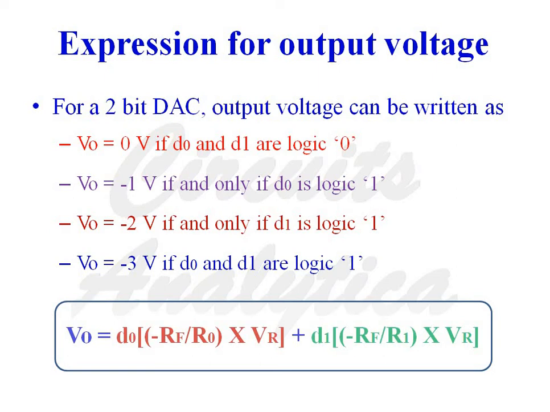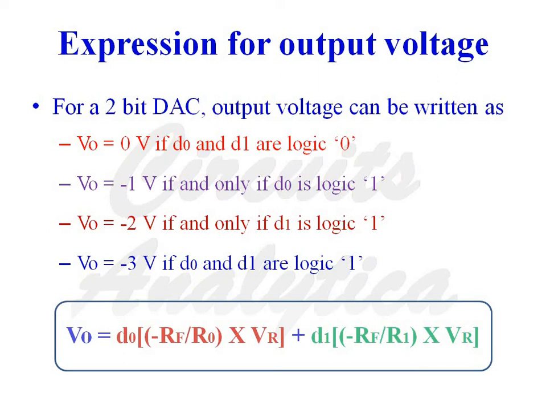Now let us consider the expression for output voltage V0. For a 2-bit digital to analog converter, output voltage can be written as V0 is equal to 0 volt if both inputs are logic 0. V0 is equal to minus 1 volt if and only if D0 is equal to logic 1. V0 is equal to minus 2 volt if and only if D1 is equal to logic 1. And V0 is equal to minus 3 volt if D0 and D1 are logic 1.